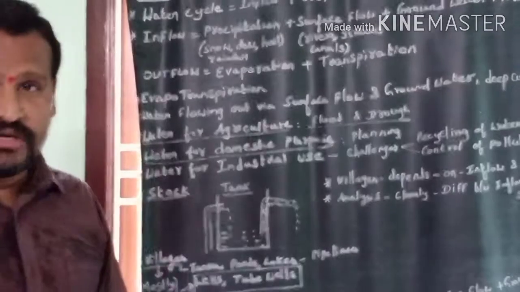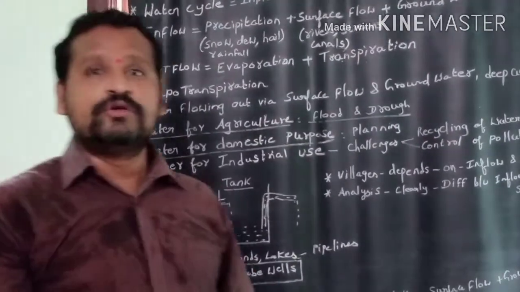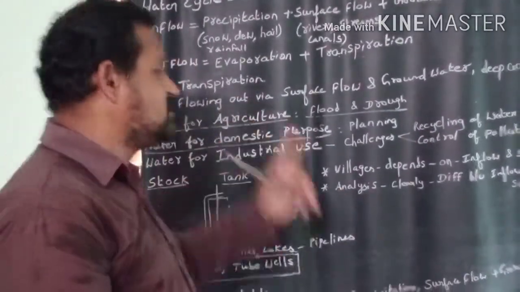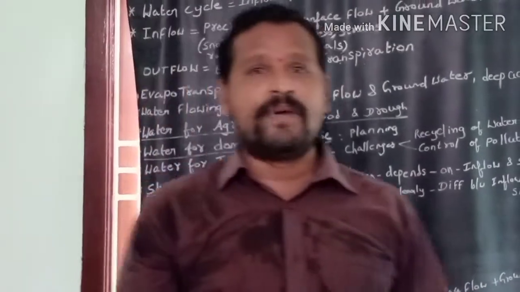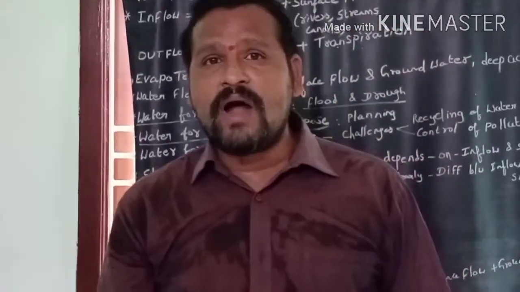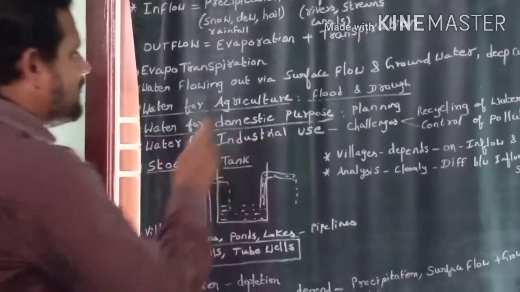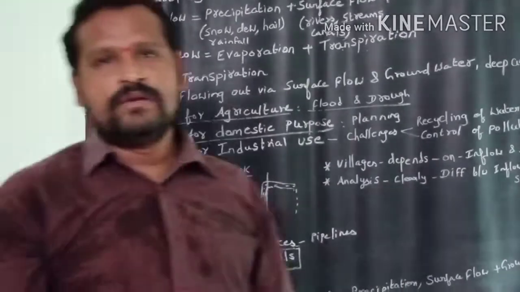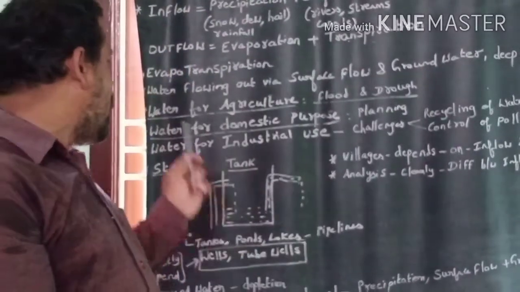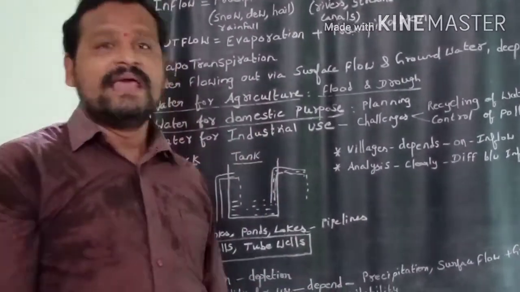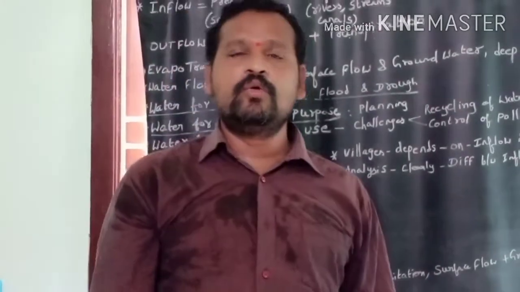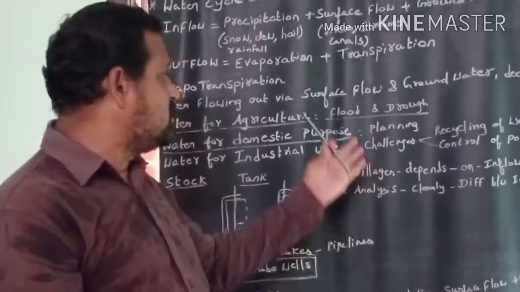So anyhow, children, today the people are using water extensively for agriculture. Why? Because water is important for agriculture. Without water, crops cannot be cultivated. Today the people are also using water for domestic purposes like cooking, cleaning, washing, bathing, for drinking water, and for animals also.